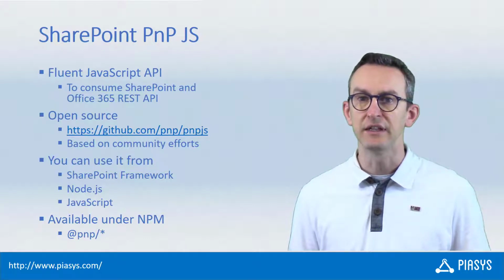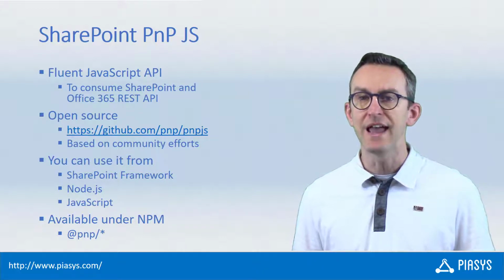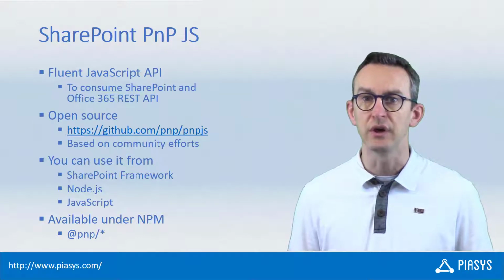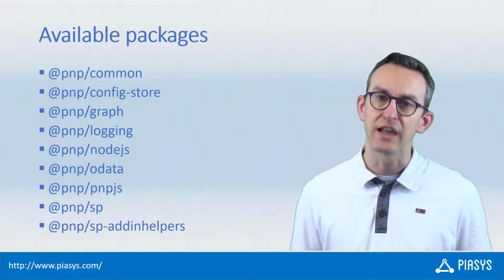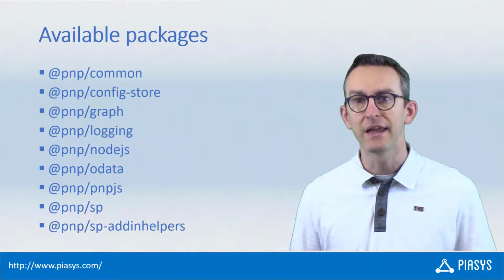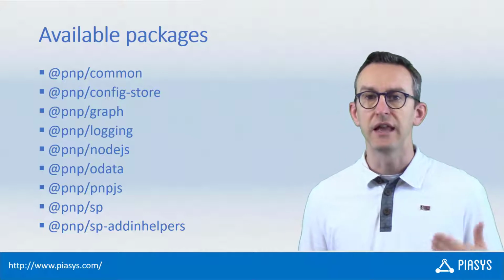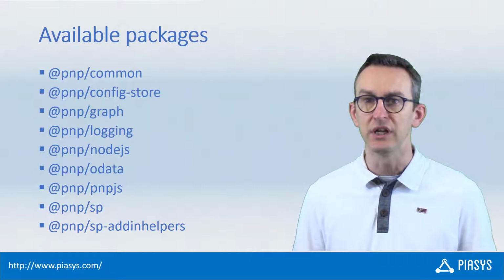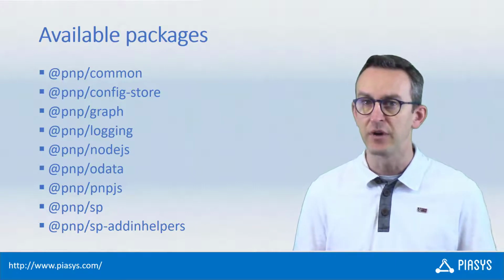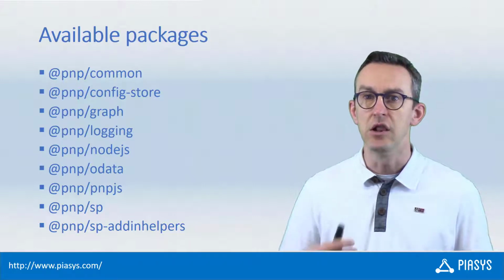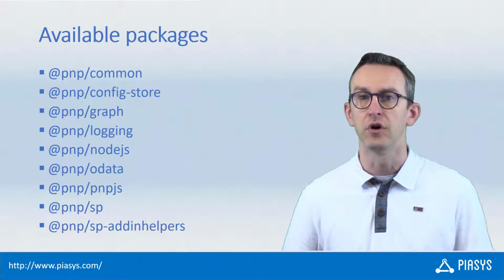You can install the PnP JS library through npm, and it will be available under @pnp/ the name of the package that you want to install. In fact, the PnP JS library is based on a bunch of packages divided by context, by topic. So you can use the common one, which is the most used one and at the very basic of every usage of the PnP JS library. You can install and use the SP package, the logging package, the graph one, and so on and so forth.